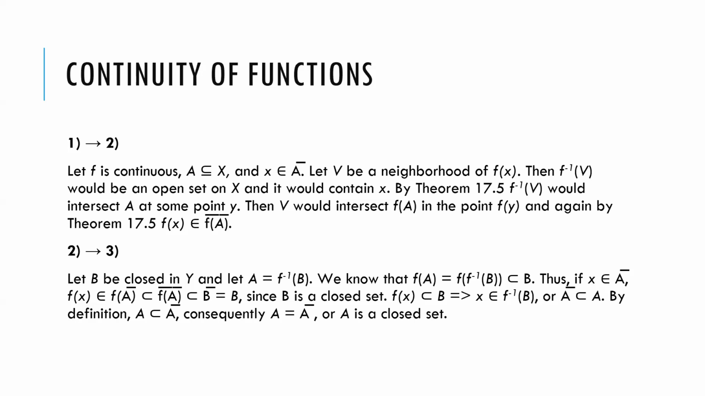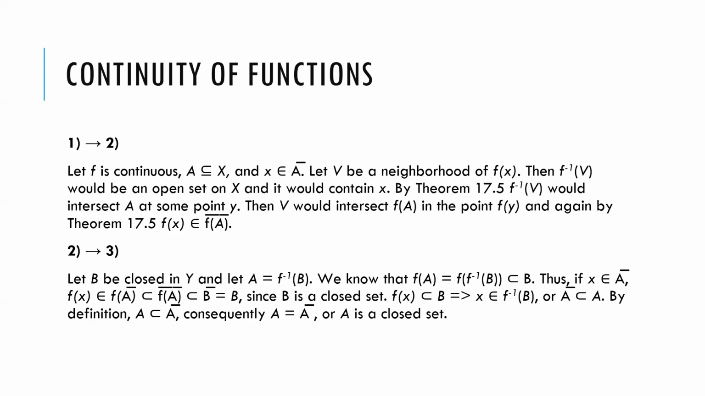Then we go on to prove 3 from 2. We know that for every subset A of X, f of the closure of A is a subset of the closure of f of A, and we have to prove that for every closed set B of Y, the inverse image of B is closed in X. So let us consider a set B which is closed in Y, and let A equal the inverse image of B. We know that f of A equals f of the inverse image of B, which is a subset of B.